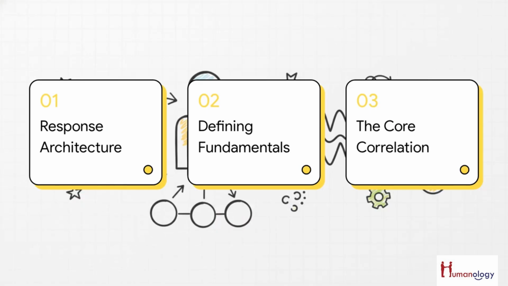So to answer that question, here's our roadmap for this explainer. First up, we've got the human response architecture. Then we'll look at defining the fundamentals. And finally, we'll wrap up with the core correlation. Basically, we're going to deconstruct this overarching architecture into its building blocks and then synthesize them all back together.